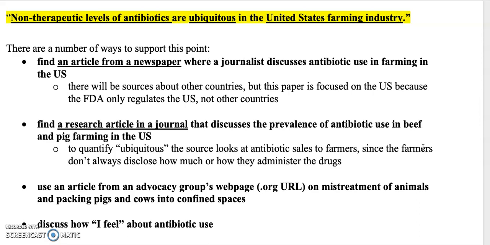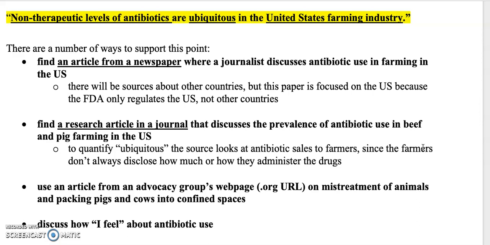Again, it might go somewhere else in the paper, this idea of really packed spaces, because that is one of the reasons why they use the antibiotics, because they want to keep the animals healthy as they're maybe in these unhealthy environments. But that's not what I'm doing here. Maybe I can get to that with that non-therapeutic levels of antibiotics, but I would really want to think about what I was doing there.